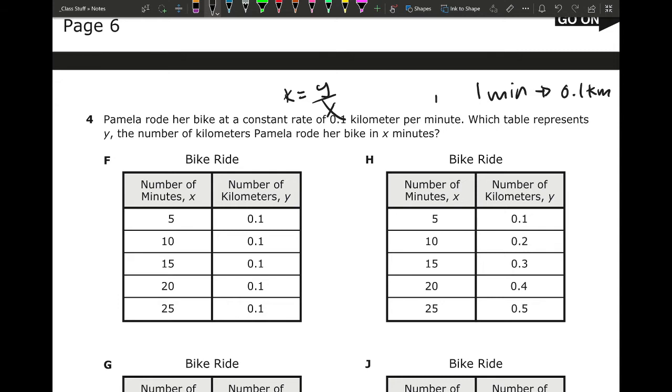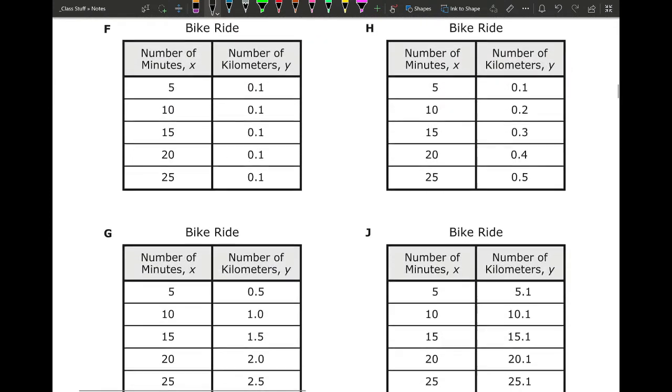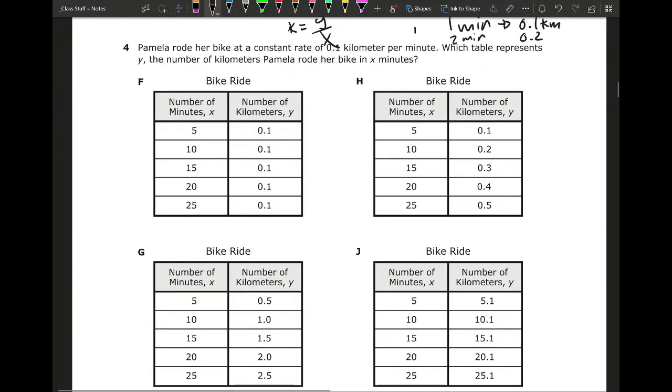That means in 2 minutes, it's going to be 0.2, then 0.3, 0.4, and so on, right? So I'm looking for something that looks like 1-to-1. And in this case, it says for 5 minutes, she rides 0.1 kilometer. No, right? For 5 minutes, again, it has the same number right here. That's not what I'm looking for.